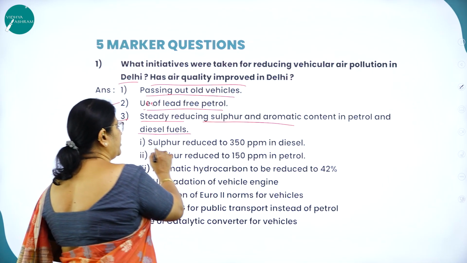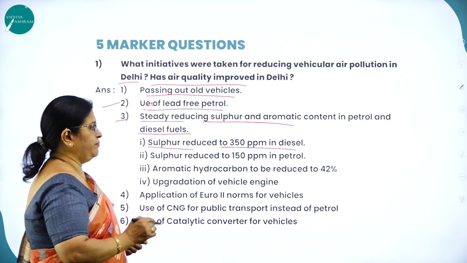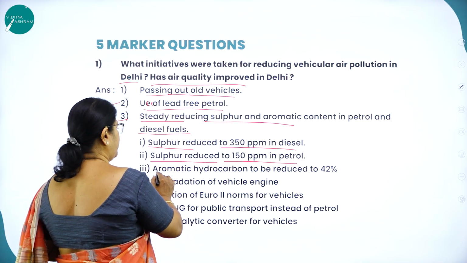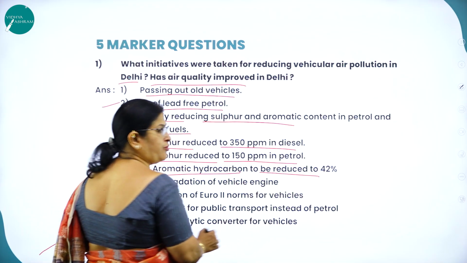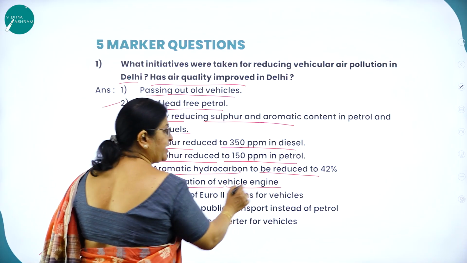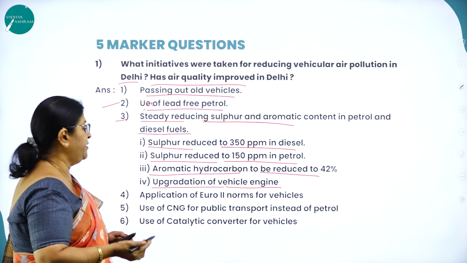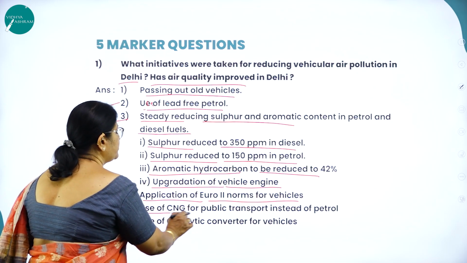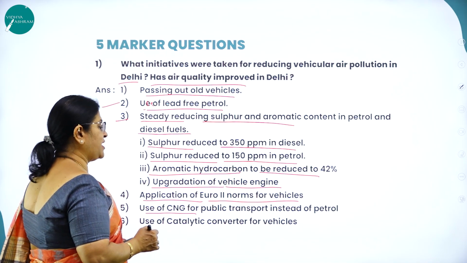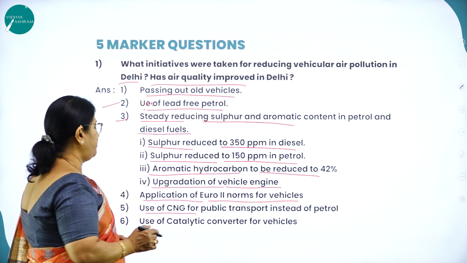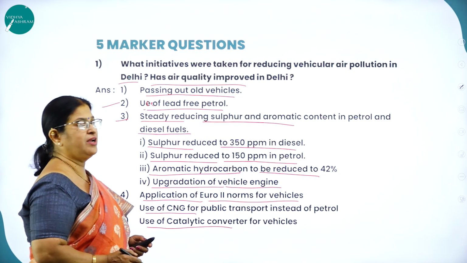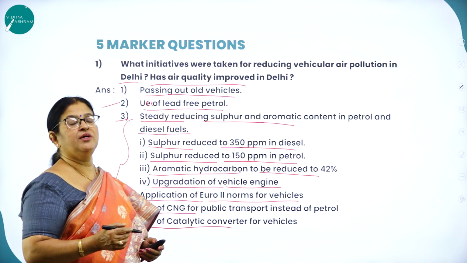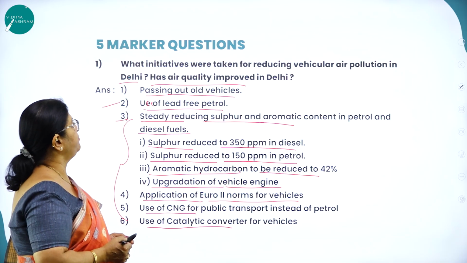For example, sulfur reduced to 350 parts per million in diesel, sulfur reduced to 150 ppm in petrol, aromatic hydrocarbons to be reduced to 42%. Vehicle engines should be upgraded, with application of Euro 2 norms for vehicles, use of CNG, that is compressed natural gas, for public transport instead of petrol, and use of catalytic converters for vehicles. So all these are the methods implemented to reduce air pollution in Delhi.